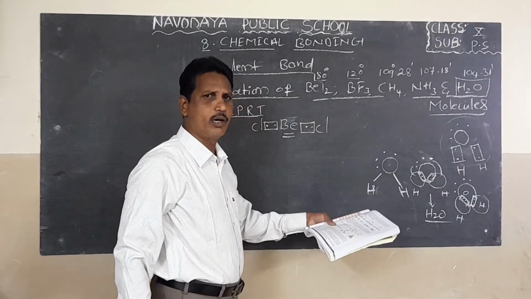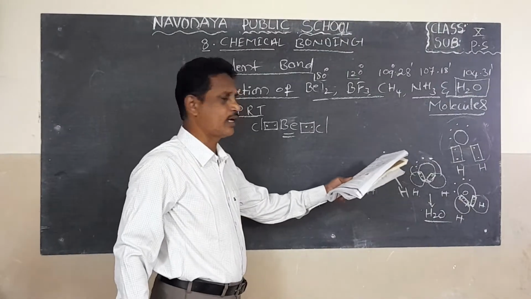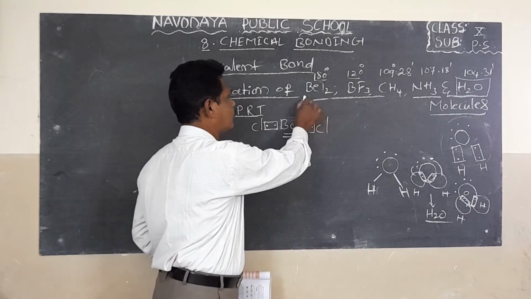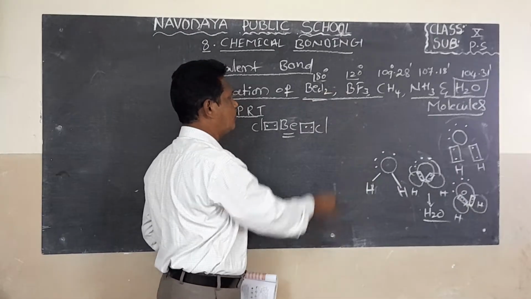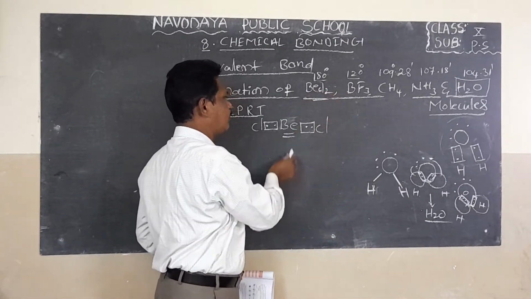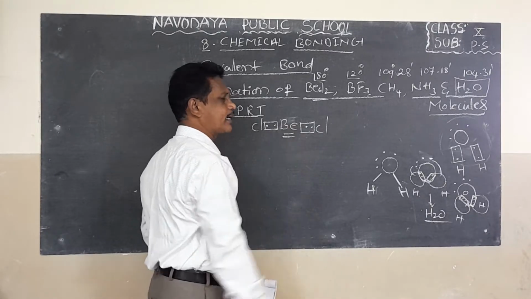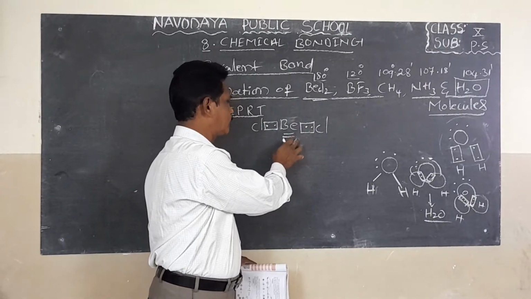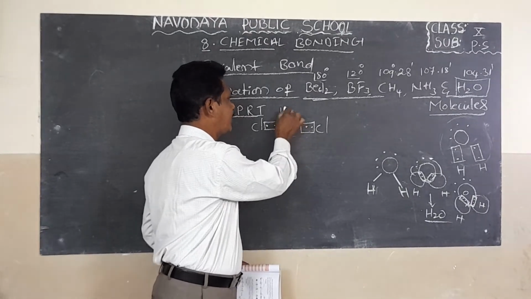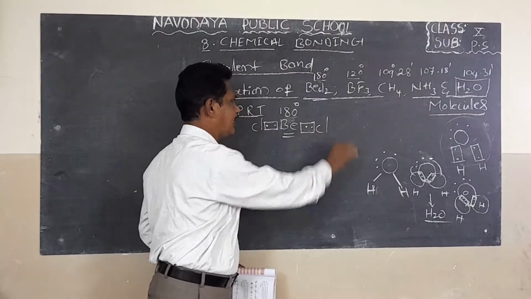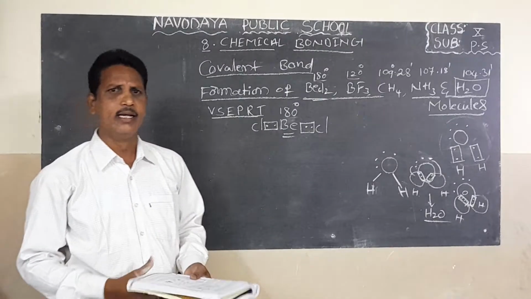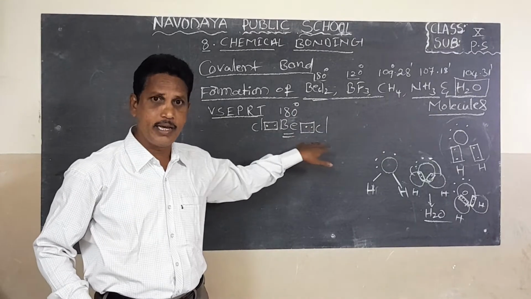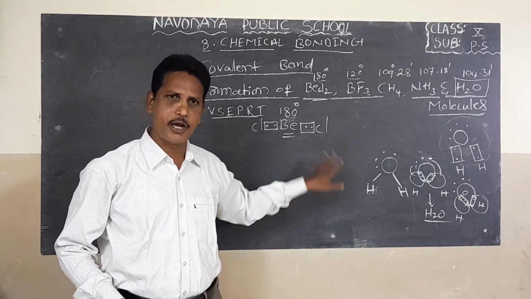In the H2O water molecule, there are two lone pairs of electrons on the central atom, that is oxygen. But in the case of BeCl2, there are no lone pairs of electrons on the central atom. The bond angle of BeCl2 is 180 degrees, linear. The shape of BeCl2 is linear, a straight line shape.